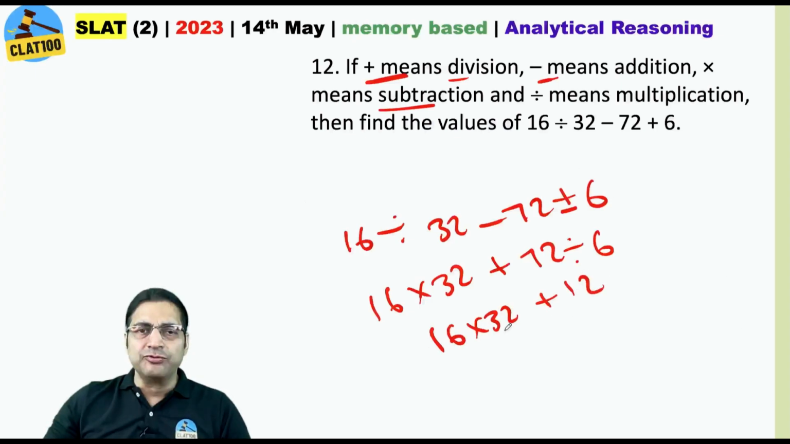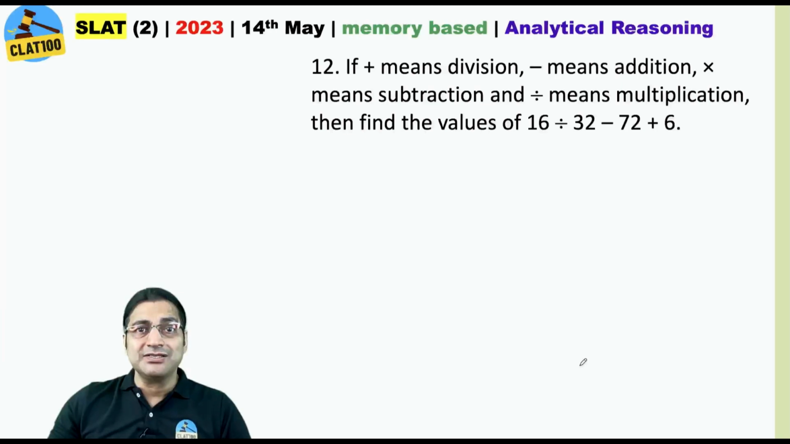Okay. 16 into 16 into 2. 256 into 2. 512 plus 12. 524. This is your answer. Alright. Now I'm sure you're in a position to calculate your score of this section.